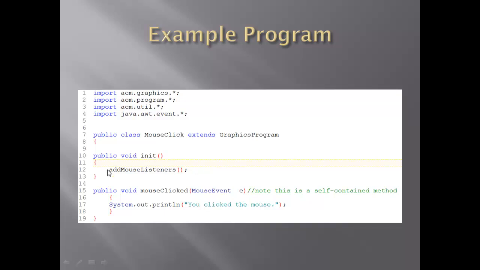We have our initialization method with our add mouse listeners. And then this one has a mouse click method. Note there's no run method on this. That's simply because we don't have anything taking place outside of the mouse clicks, so there's no other part of the program. All this one is going to do is say, you click the mouse, in the console when it happens.